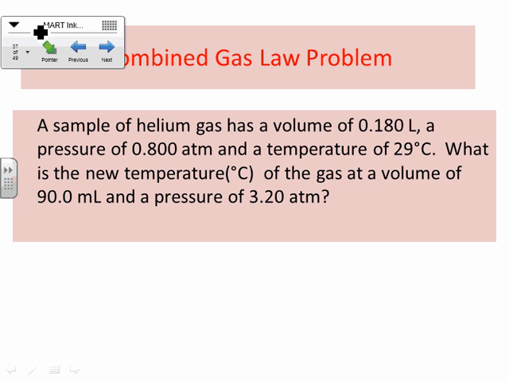So we had labeled this as our V1, this is our P1, this is our T1, and we had to change the temperature to Kelvin because the temperature always has to be in Kelvin, right? This is our V2, and this is our P2, and we're solving for T2, okay?